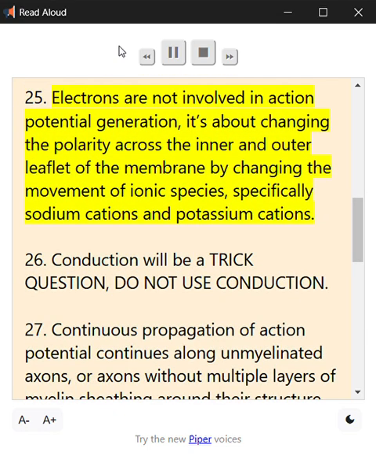25. Electrons are not involved in action potential generation. It's about changing the polarity across the inner and outer leaflet of the membrane by changing the movement of ionic species, specifically sodium cations and potassium cations.